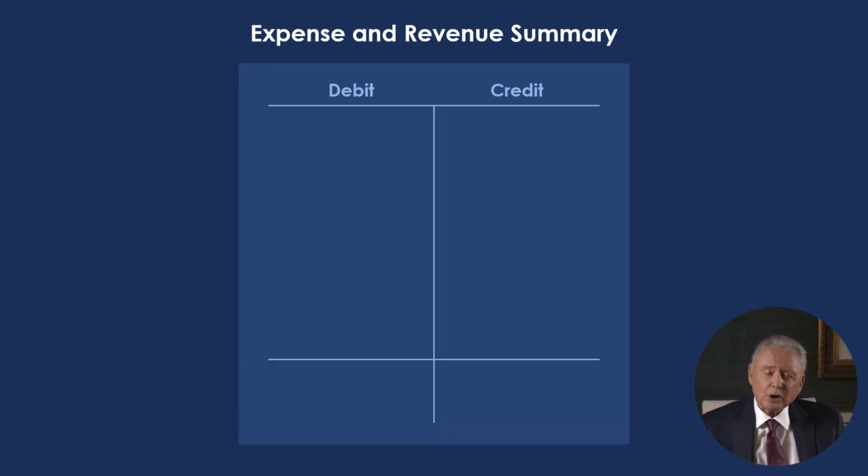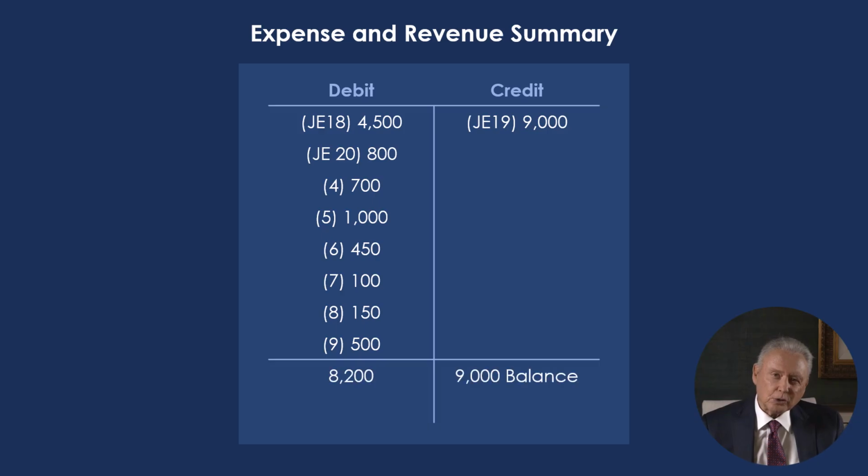In this slide, we see all the debit entries to expense and revenue summary equal $8,200. On the credit side, the only entry is $9,000, the revenue for the company. If revenue is $9,000 and total expenses are $8,200, then the profit is $800. In debit and credit parlance, revenue of $9,000 minus expenses of $8,200 means the profit is $800. A credit balance in the expense and revenue summary.